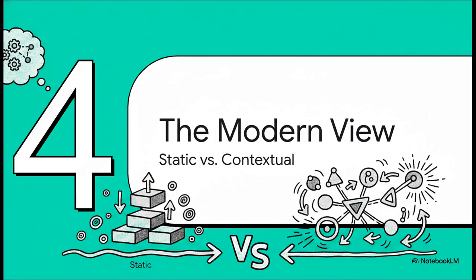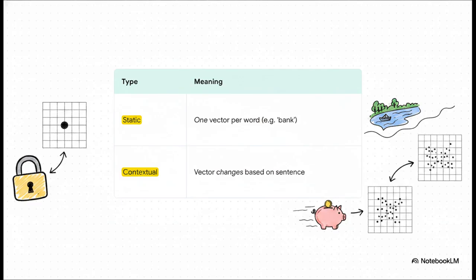So let's look at the really crucial difference between that classic approach and how modern AI systems, like transformers, handle all this. You see, those early models like Word2Vec gave each word a single static coordinate. The word bank always had the exact same address on the map, no matter what sentence it was in. But modern AI models create what we call contextual embeddings. The vector for the word bank actually changes depending on the sentence it's being used in.